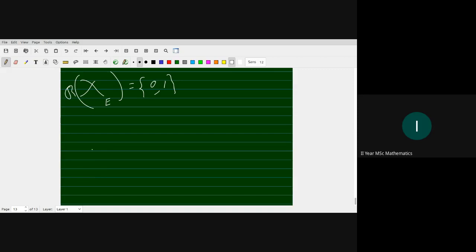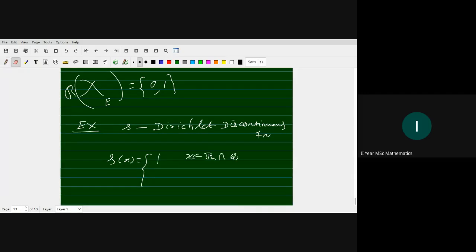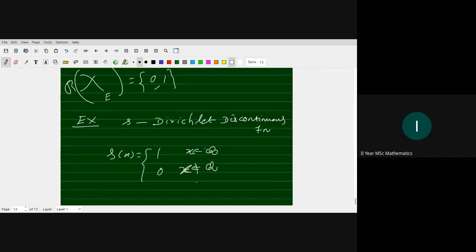An example of a simple function: the Dirichlet discontinuous function is a simple function. Directly discontinuous functions are simple functions, right? Because s of x equals 1 if x belongs to the rationals Q, and 0 if x does not belong to Q. That means this is exactly the characteristic function of Q. We calculated its integration.